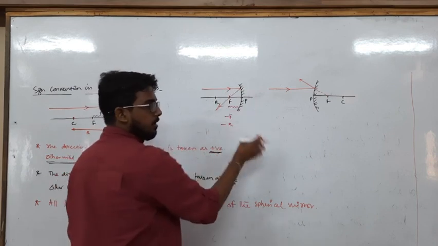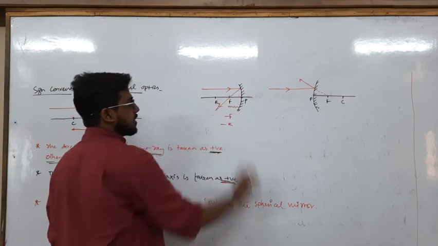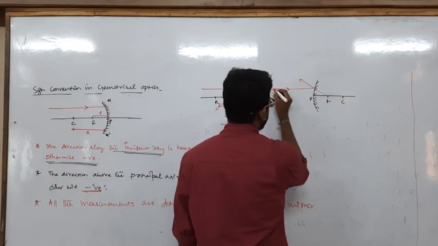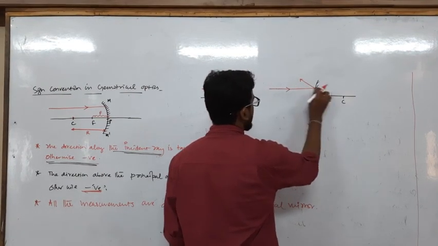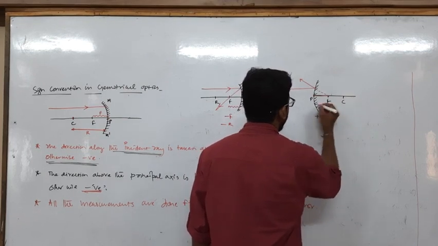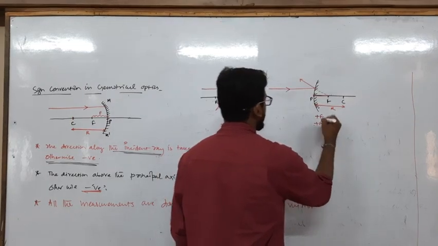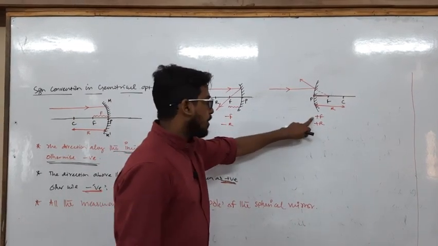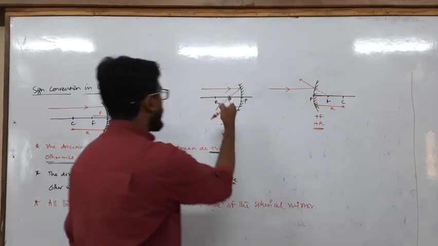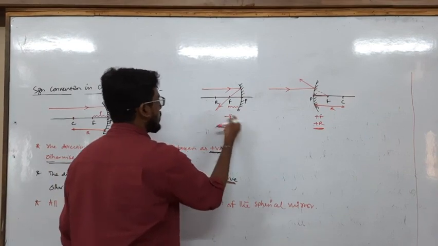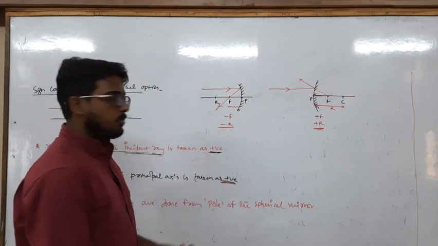So for a concave mirror, the focal length and radius of curvature are both negative because they are measured opposite to the direction of the incident ray. But in the convex case, the incident ray is along this direction, so from the pole we measure the focal length along the same direction as the incident ray. So here f is positive, and the radius of curvature is also measured along the same direction as the incident ray, so R is also positive. Clear? So you have to remember these two.